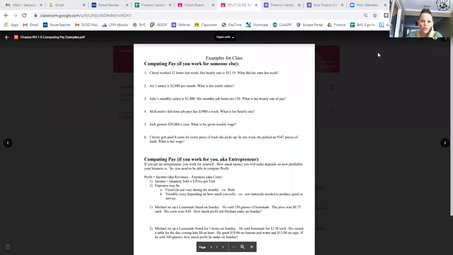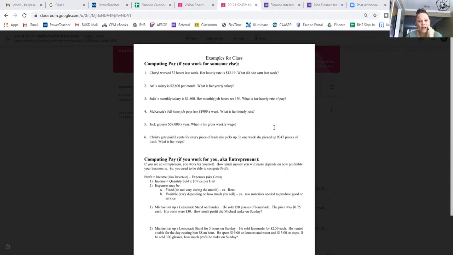You do not have to print this. You can just title it Computing Pay Worksheet Examples. If you print it, that's fine. But if you don't have a printer and just want to write them out, that's fine also. If you choose to type them, that's also fine, but you must show your work, even if it's something as simple as 1 + 1 = 2. Just as I would expect to see it on your paper, I would expect to see it on your typed document.